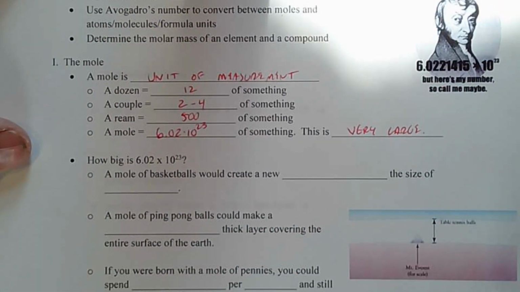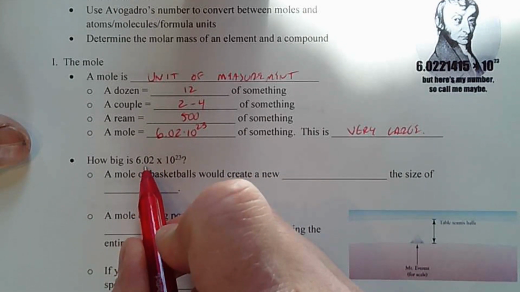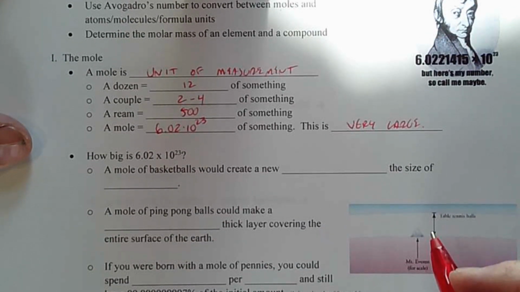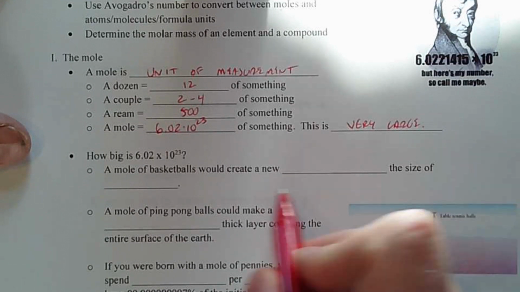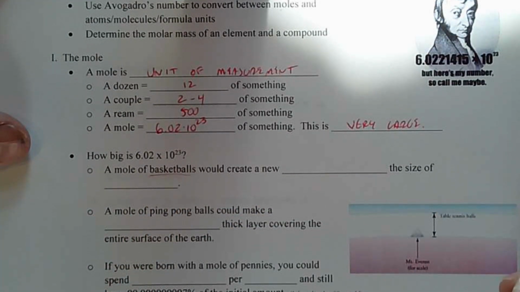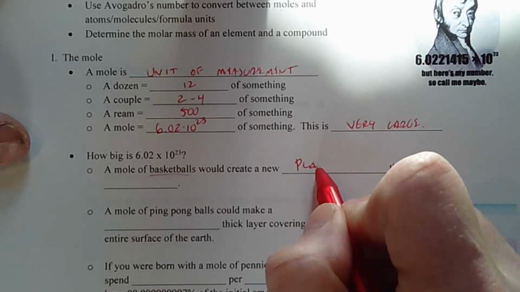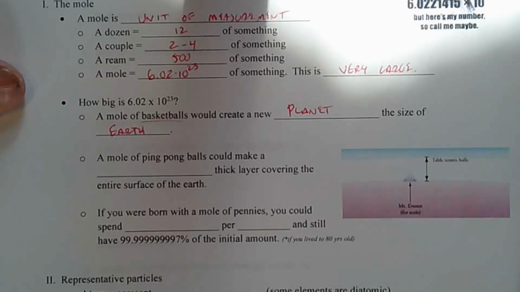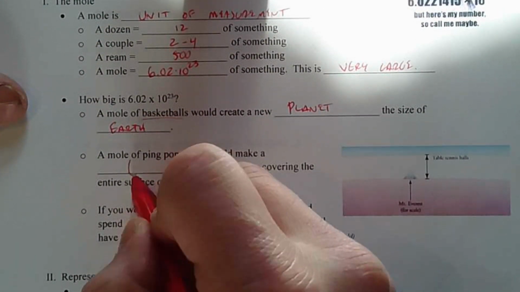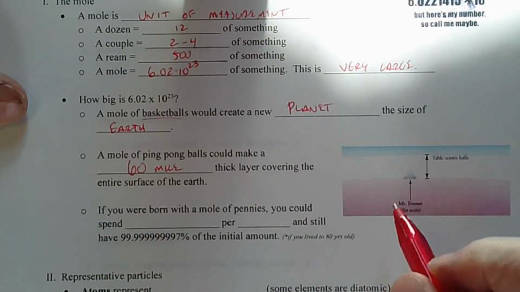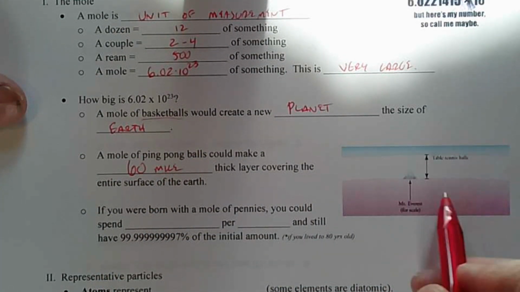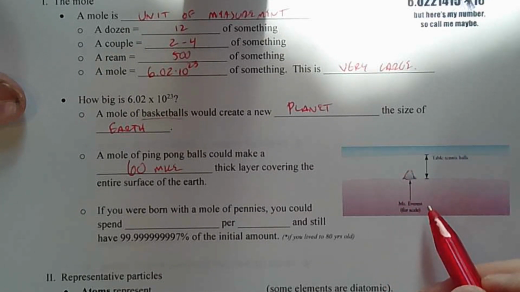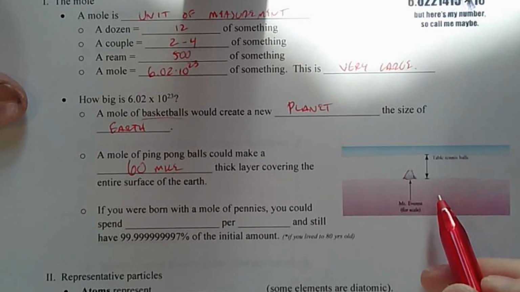So how big is it? It's basically 602 followed by 21 additional zeros. So it's sometimes unfathomable as far as how large it is. But just to put things in perspective, if you had a mole of basketballs, which would be very difficult to obtain, obviously, you'd create a new planet the size of the Earth. Likewise, if you had a mole of ping pong balls, you could make a 60-mile thick layer covering the entire surface of the Earth. And here you have Mount Everest as just an idea of what that might look like.